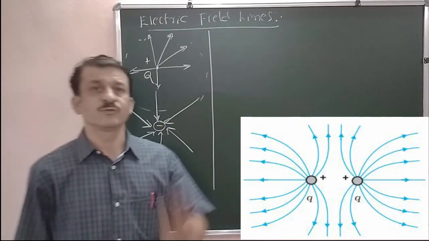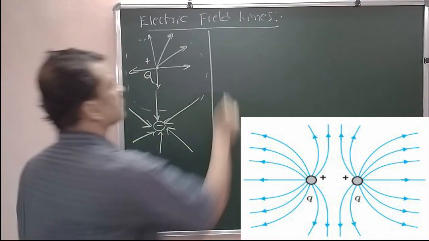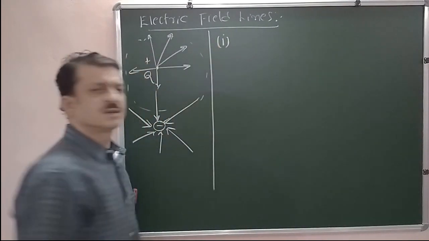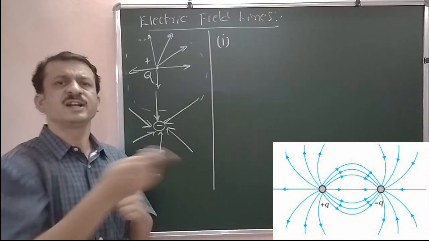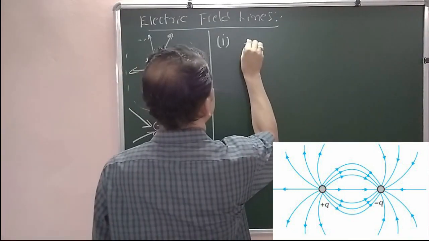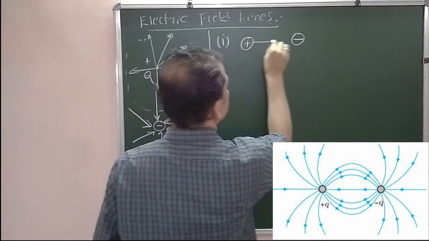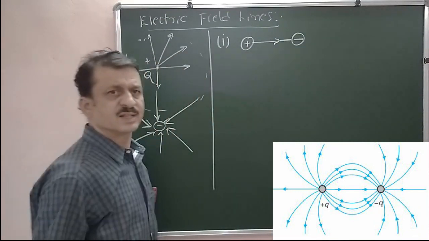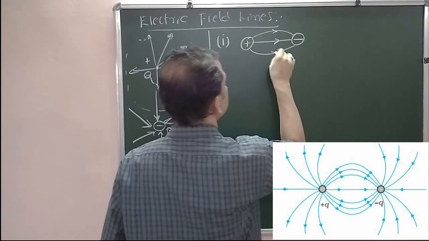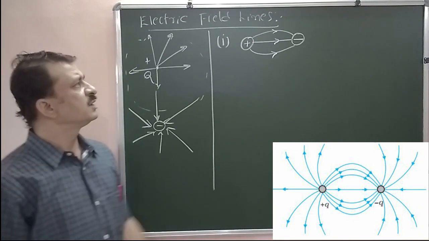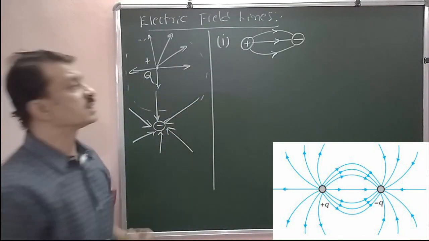Now we are going to study some important properties of the electric field lines. The first property is that they start from the positive charge and end at the negative charge. If you have a positive charge and here a negative charge, the imaginary lines representing the electric field start from the positive charge and end at the negative charge.